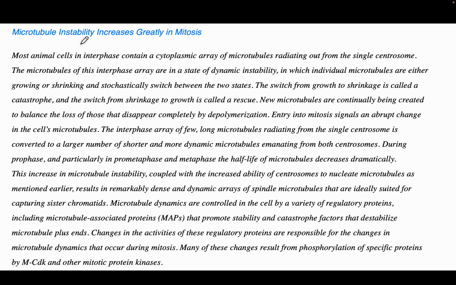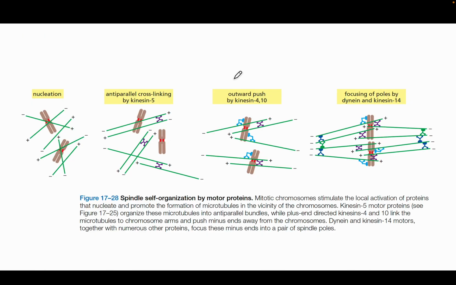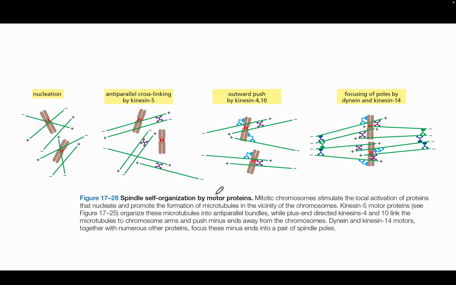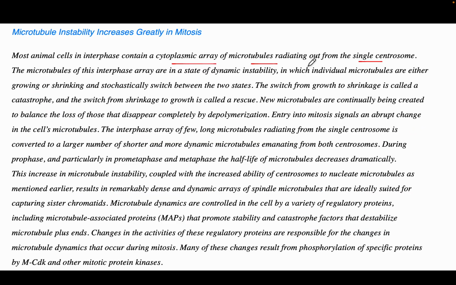Now microtubule instability increases greatly in mitosis. Most animal cells in interphase contain a cytoplasmic array of microtubules radiating from a single centrosome. The microtubules of this interphase array are in a state of dynamic instability, in which individual microtubules are either growing or shrinking and stochastically switch between the two states. The switch from growth to shrinkage is called catastrophe.